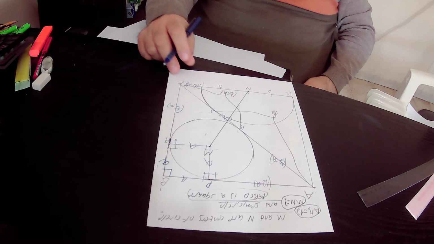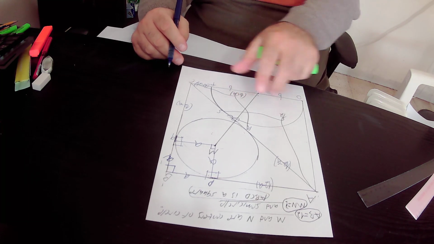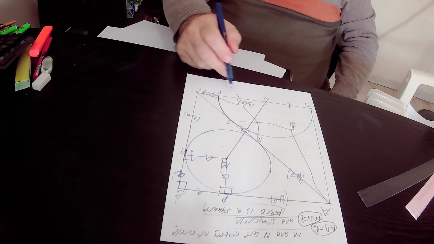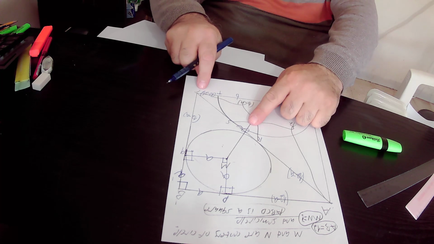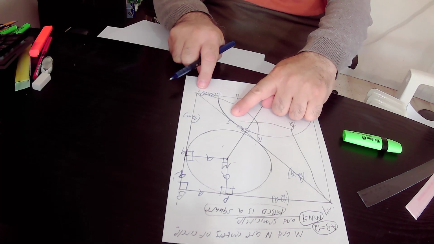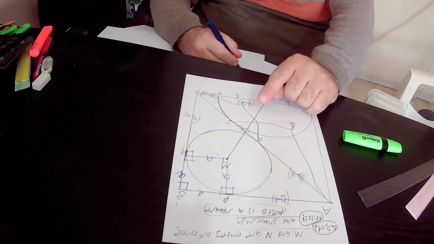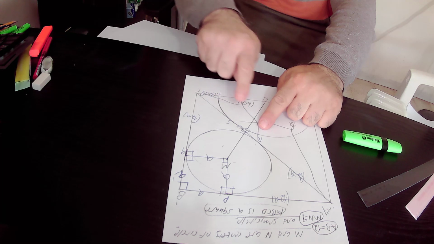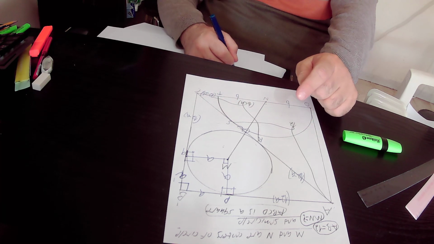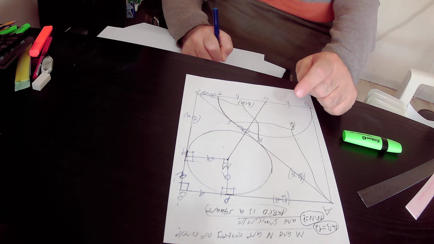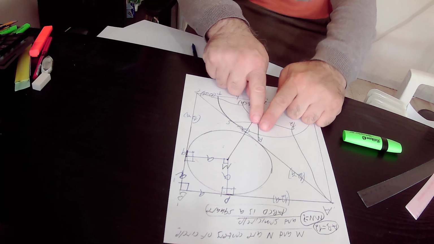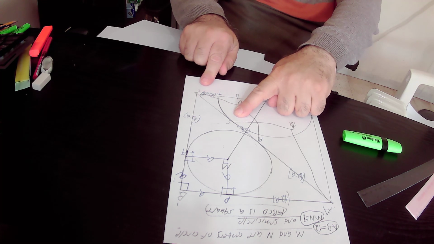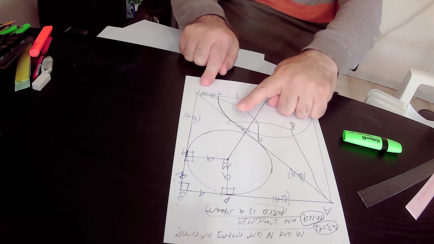What is the value of SC or CS? The value of SC, it is very easy to see that the value of SC equals RC minus RS. I repeat again, RC minus RS equals SC. It is very easy to see it from the drawing.